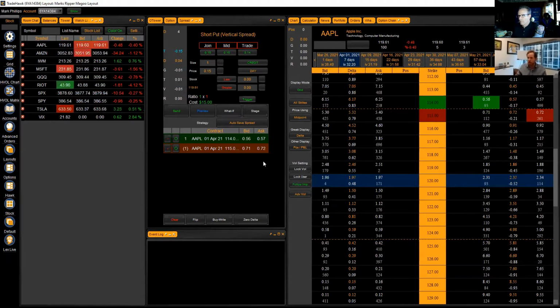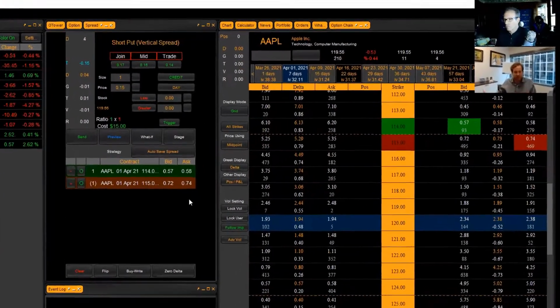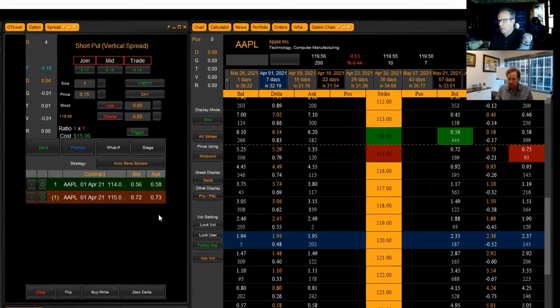Correct. The max value of that would be $1. And you collected about 15 cents mid-market. Put that on. So your max risk on this is 85 cents, $85 a contract. Got it. Okay. So that's leg numero uno.